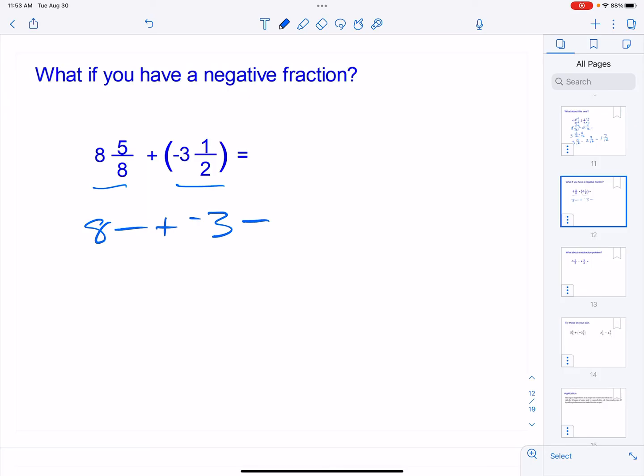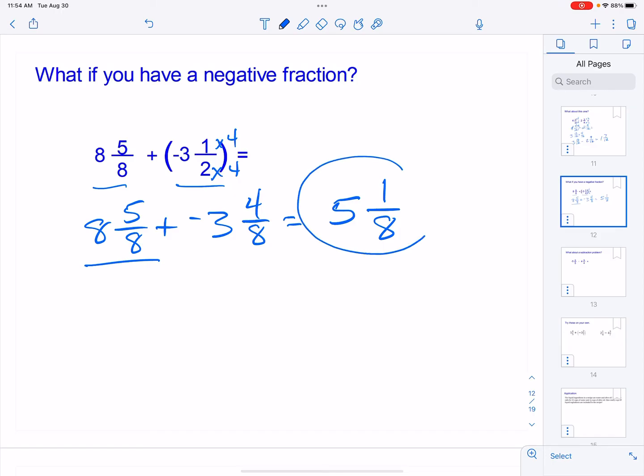Okay, so I've got an 8 there. So could I turn the 2 into an 8? Yes. Okay, I keep the first numerator because I didn't change the denominator. But the second one I multiplied by 4, so I need to multiply this by 4 as well. Now, since my signs are different, we're going to subtract our numbers. 5 take away 4 gives me 1 over 8. 8 take away 3 gives me 5. And the 8 5/8 had a greater absolute value, so my 5 1/8 is positive. That's all there is to it.